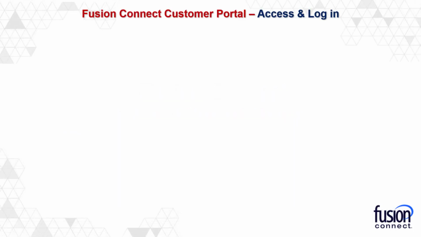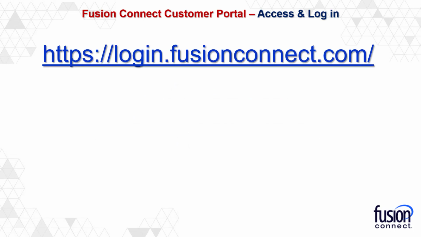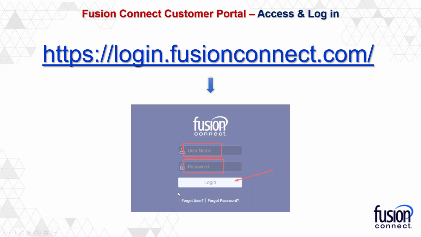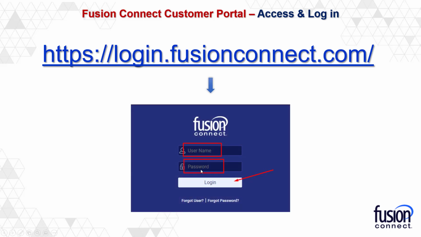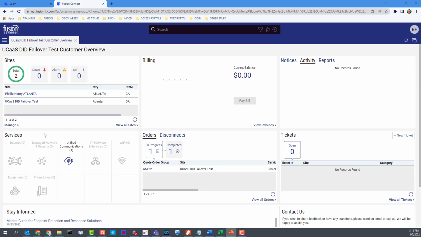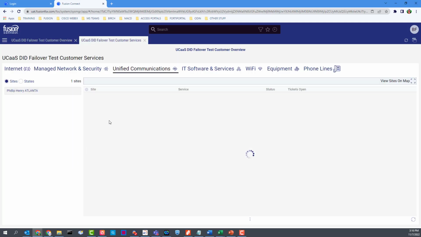To begin, you'll start by logging into your customer portal. The URL is login.fusionconnect.com. You'll enter your username, password, and log in. Once logged into your portal, in your Services section, you'll see Unified Communications highlighted. So clicking Unified Communications will bring you into your Unified Communications tab.